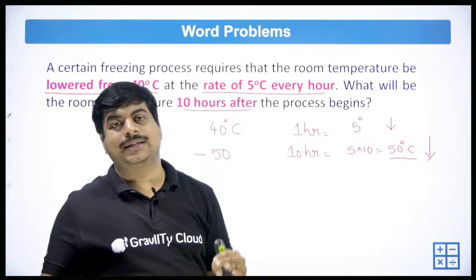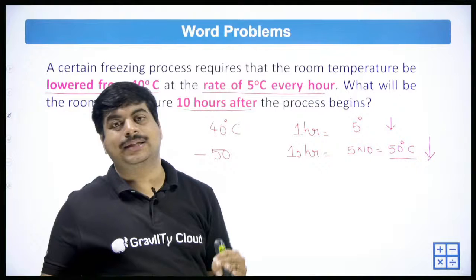It started at 40. From 40, after every 1 hour, if it is reducing by 5 degrees, next it will go to 35, then 30, then 25, then 20, and so on. After 10 hours, you will be at minus 10 degrees Celsius.